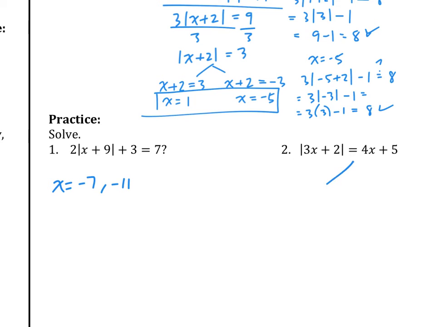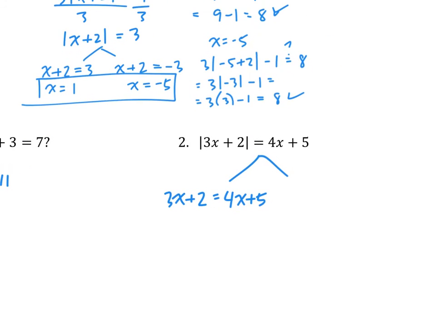When you split it, make sure that you do 3x plus 2 equals the original. So that one's pretty easy. The other one, when you make it negative, that means negative of the entire thing. So please be careful on that. So the answer is minus 3 and minus 1.